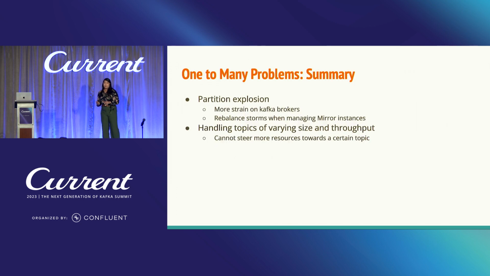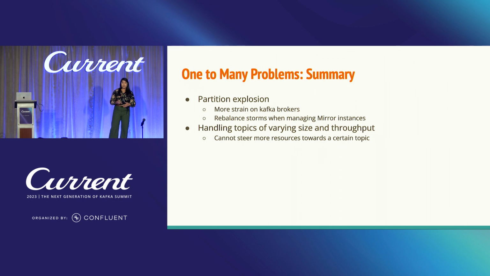So this is just a recap of the problems I've gone through so far. There's that partition explosion, that more bloat on the Kafka brokers, and then causing those rebalance storms when we have to roll a mirror or when a mirror restarts. And then this problem of being unable to steer more resources towards more heavy topics.